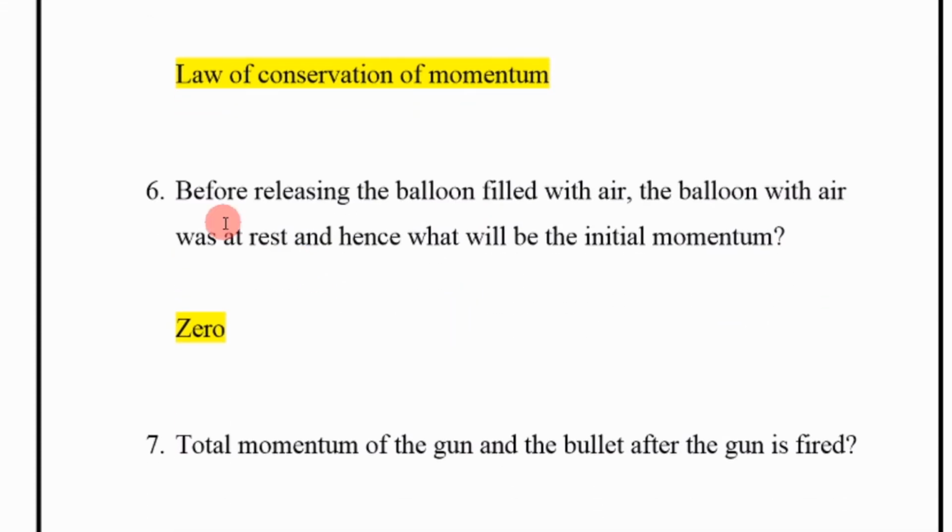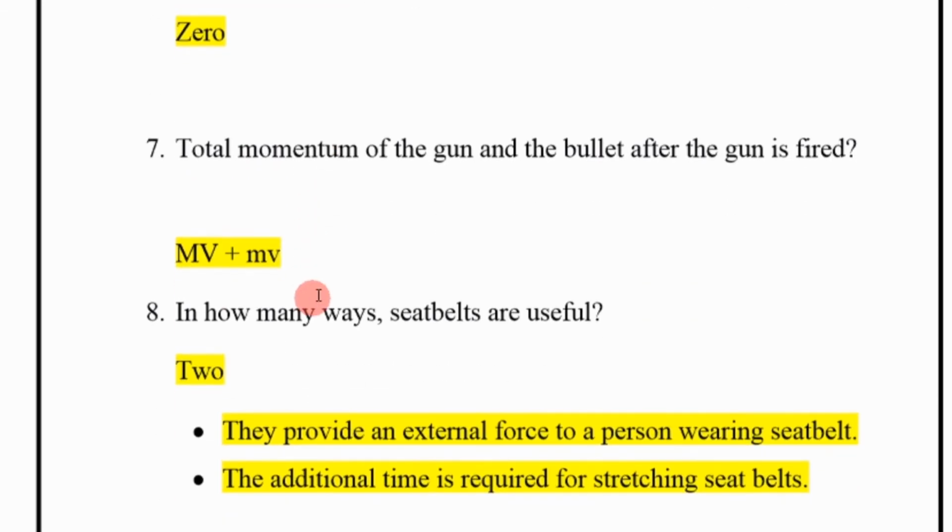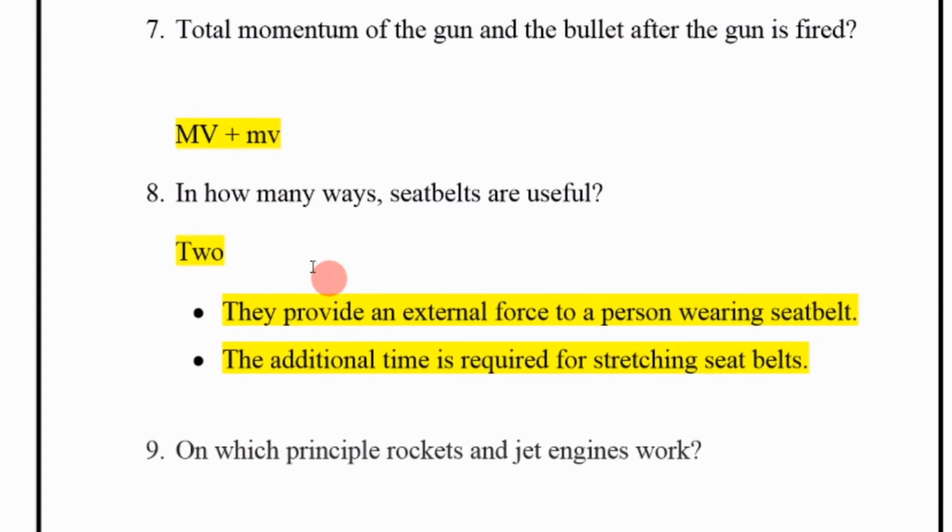Next, before releasing the balloon filled with air, the balloon with air was at rest, and hence what will be the initial momentum? Zero. Total momentum of the gun and the bullet after the gun is fired: capital M into capital V plus small m into small v. Next, in how many ways are seat belts useful? They provide an external force to a person wearing the seat belt. The additional time is required for stretching seat belts.